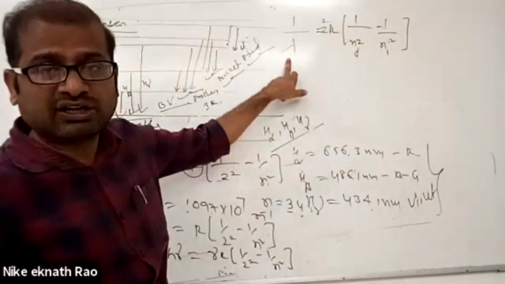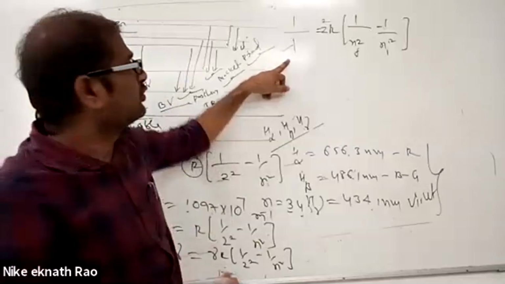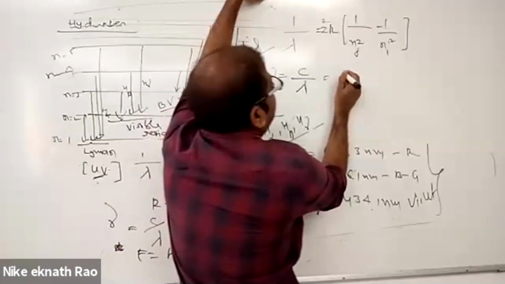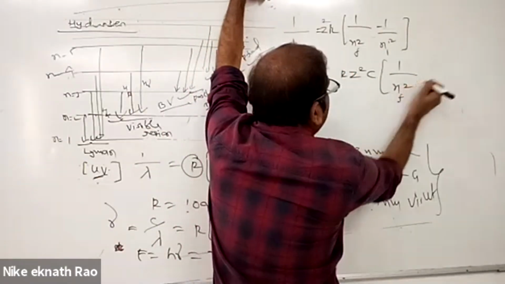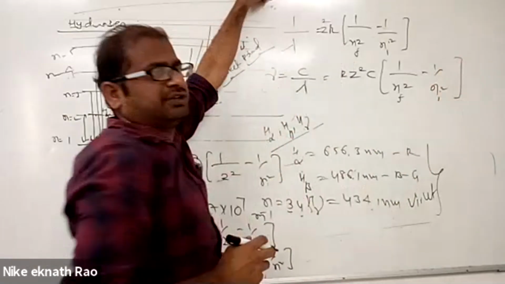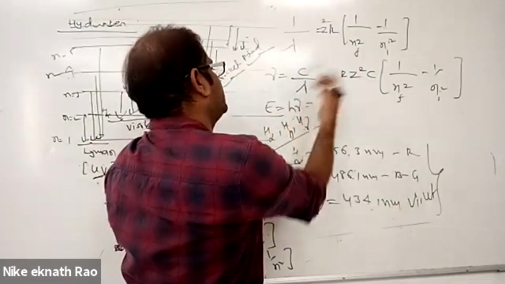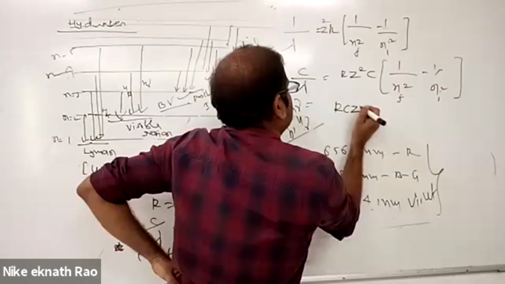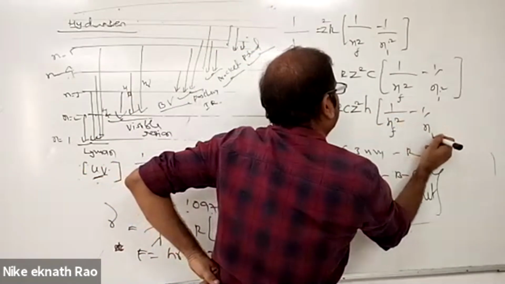Sometimes they may ask for wavelength, sometimes frequency. Frequency nu is equal to c by lambda. So multiply with c and we get frequency: nu equals R Z square c into 1 by nf square minus 1 by ni square. That is the spectral line frequency. If you want energy, it is h nu. Multiply by h: R c Z square h into 1 by nf square minus 1 by ni square.